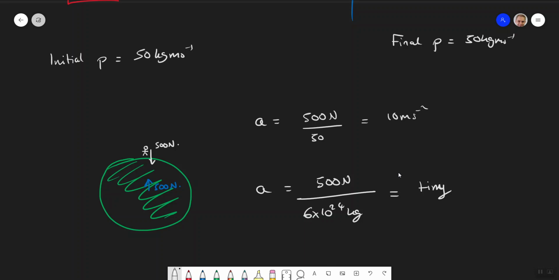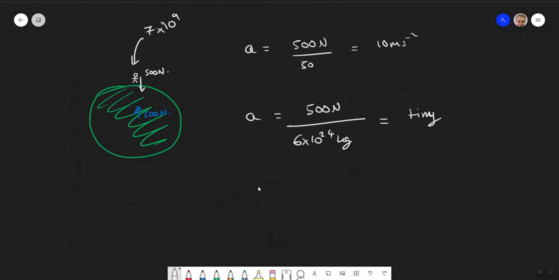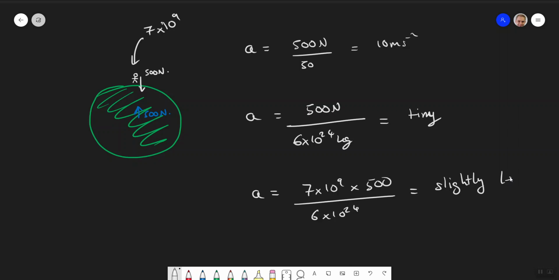But it is there. Now, people often say, oh, but what if you got all the people? Let's say you put all 7 billion people, so 7 times 10 to the 9 people, in one spot and had them jump. Would the Earth move? Well, sadly not. Because even if you said, well, let's have an acceleration of the Earth due to all the people, you'd still get 7 times 10 to the 9 times 500 over 6 times 10 to the 24, which is slightly less tiny. Okay, all the people on the Earth simply won't make the Earth move if you go to one spot on it.